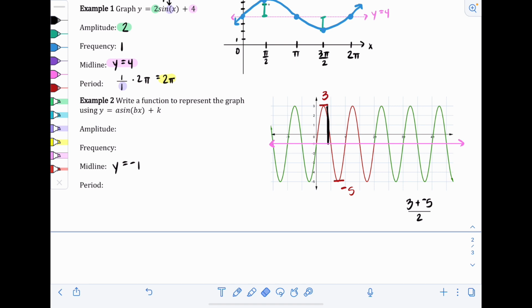Okay, once we find the midline, we can find the amplitude pretty quickly, because the amplitude is just the distance from the midline up to the highest point or down to the lowest point, which is 1, 2, 3, 4 units. So the amplitude is 4.